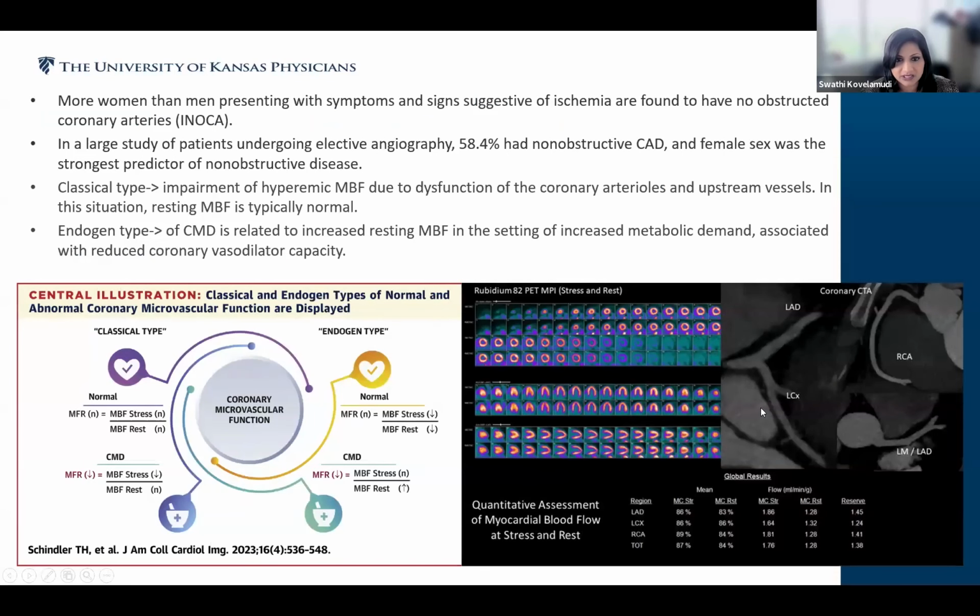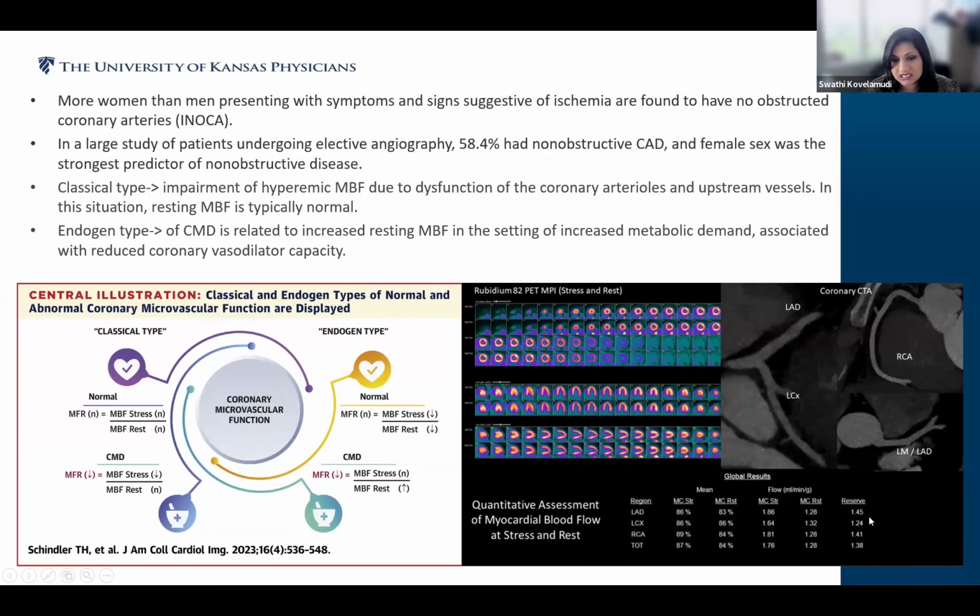So this is basically microvascular dysfunction. If you look at the PET images on the bottom right, the perfusion looks okay. Everything is lit up. It looks like the whole heart is being supplied with blood appropriately. But when you look at the flow reserves, which are the numbers at the very bottom of your screen on the right, they are all below 2.